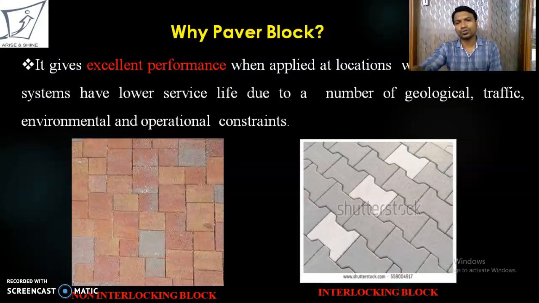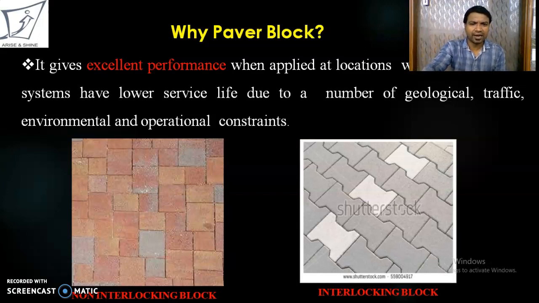Now why use paver block? It gives excellent performance when applied at a location where the conventional system has lower service life due to a number of geological, traffic, environmental and operational constraints.